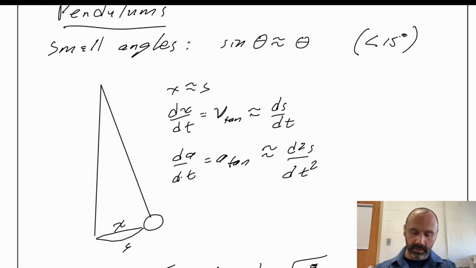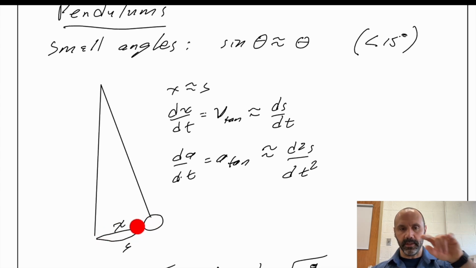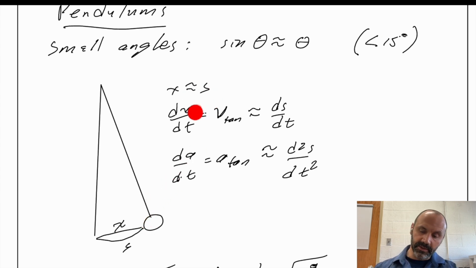In this case, if you've got a pendulum swinging back and forth, s is the arc that it cuts out, and x is the linear distance from one point to the next. For small angles, x is about s. It means the tangential velocity, dx over dt, is about ds over dt. And the same thing for tangential acceleration, which is the second derivative of the arc position function, if you have that.